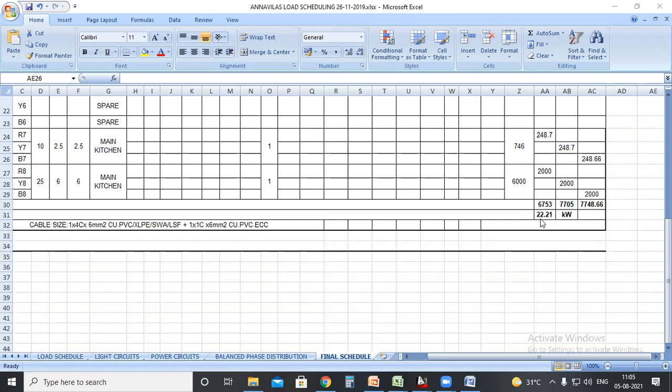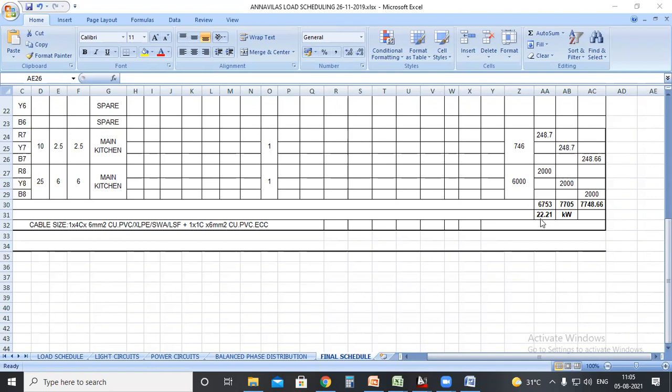So either you can go with this, which is actually safe after adding the safety value. Either you can go with the 63 ampere MCB. Yeah, 63 ampere MCB would be enough. But together with that MCB, you should provide an RCCB also. That is mandatory. Or else you can take an RCBO.